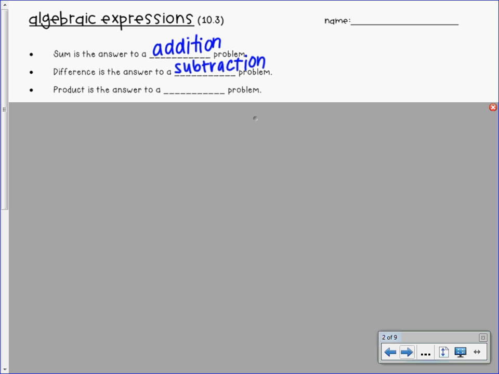Okay, if I said, what is the product to this question? Miss Margaret, what do you know you're going to do? You're going to multiply. You are going to have a multiplication problem. Sorry, I write a little big, so I kind of go over.